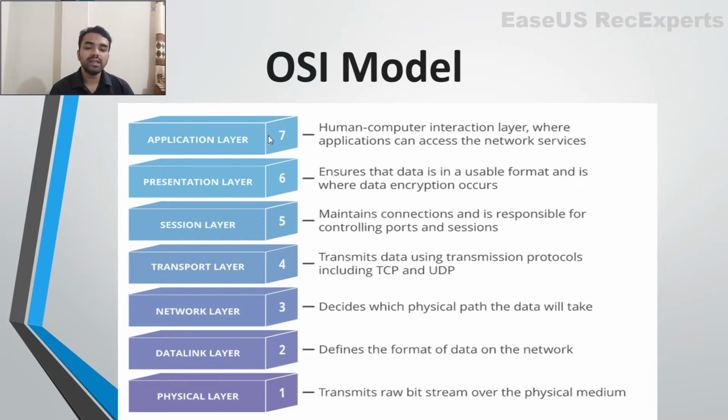The application layer is the topmost layer that directly interconnects with humans. The presentation layer is used for data encryption, decryption and compression. The session layer manages the session between the user and the server. The transport layer is also called the heart of the OSI model. The transport layer is used for data flow control and error control, also using the protocols TCP and UDP.